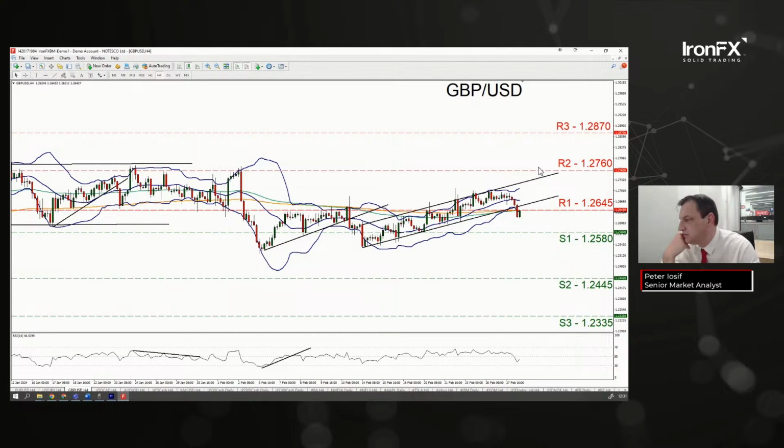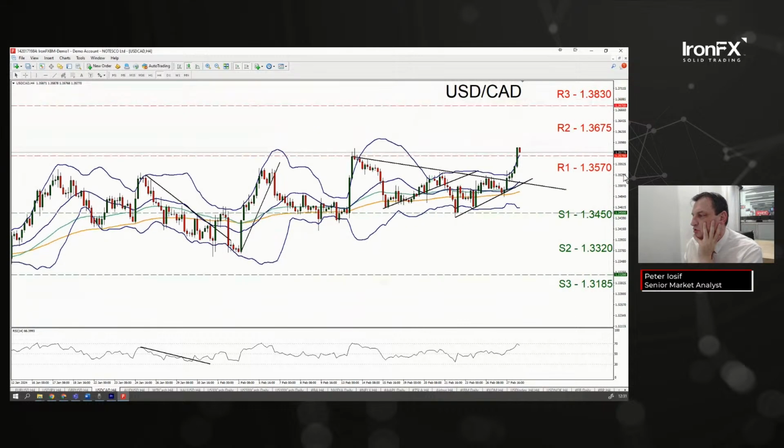On the flip side, should the bulls take over, we may see the price action of the pair rising, breaching the 1.2645 resistance line, and start aiming, if not testing, the 1.2760. Let's have a look at USD CAD.